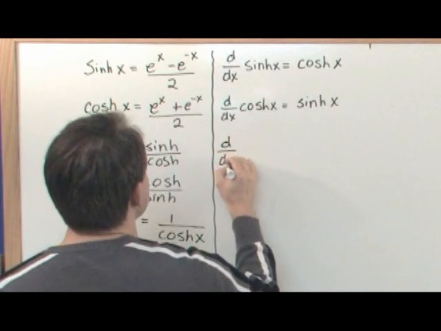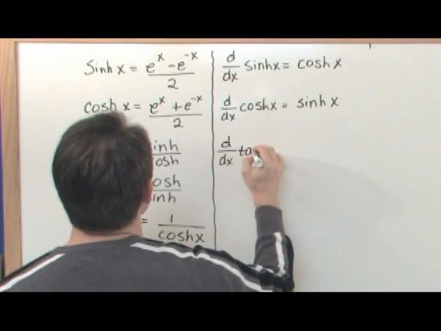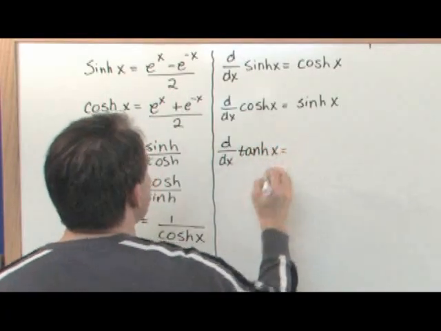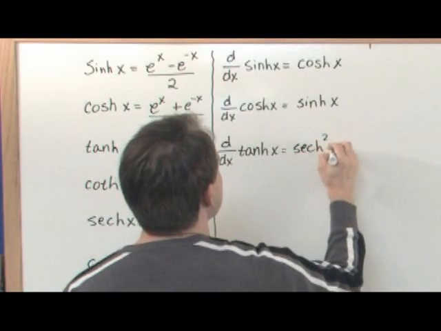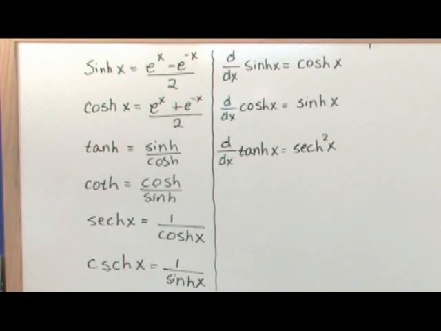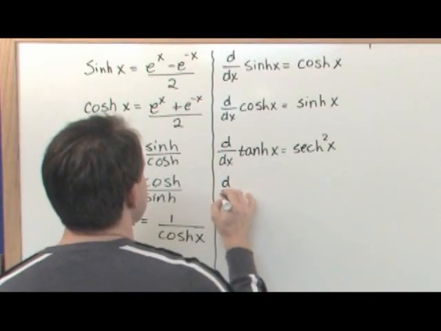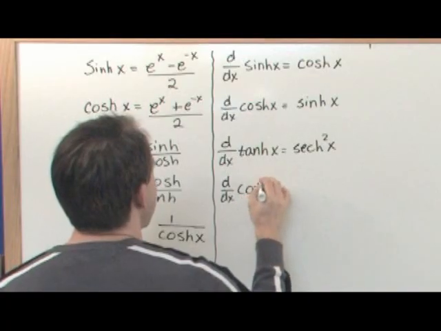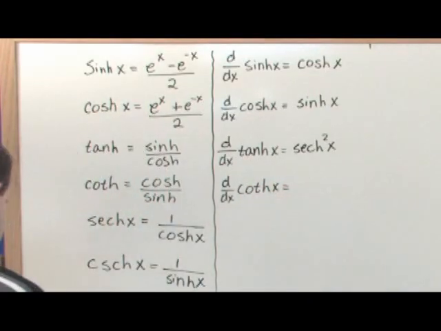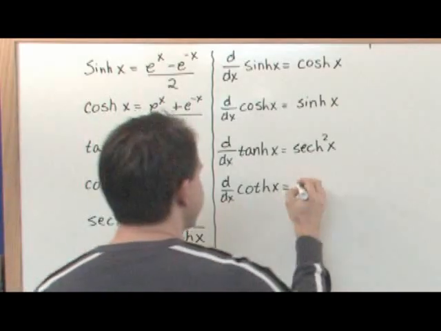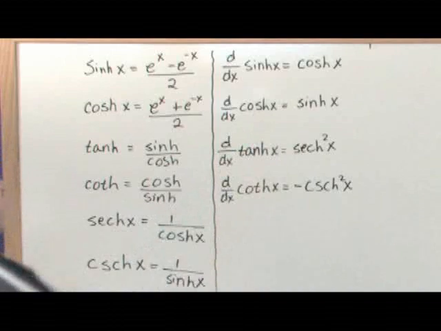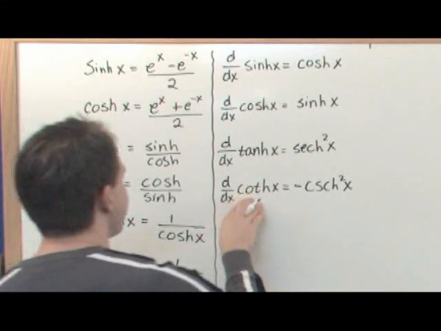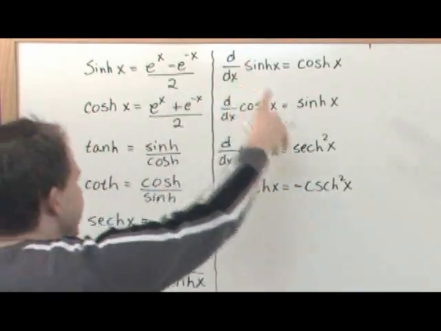The derivative of the hyperbolic tangent, well, what is it? It's going to be hyperbolic secant squared x. Very similar. And the derivative of the hyperbolic cotangent is going to be negative cosecant squared. So you can see these follow the same pattern as your regular trig functions. If you flip back to your Cal 1 and you start looking at the derivative of cotangent, the derivative of tangent, you'll see that it's almost exactly the same.